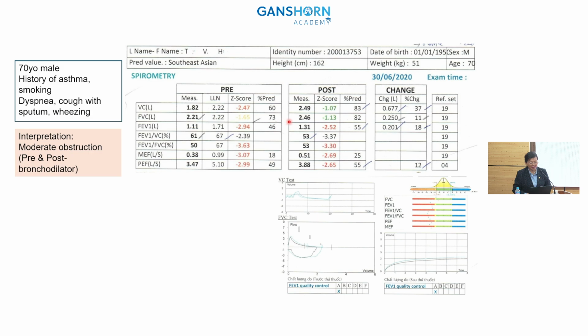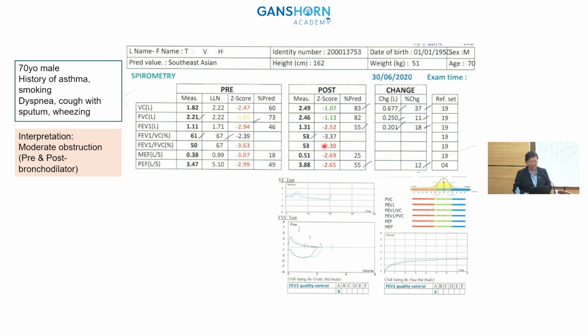And if you look at the bronchodilator test, we see that the FVC, 82 minus 73, is just 9. It is no bronchodilator test response. And for the FEV1, 55 and 46, also 9. So there is airway obstruction, moderate airway obstruction, and no positive bronchodilator test, a negative bronchodilator test.